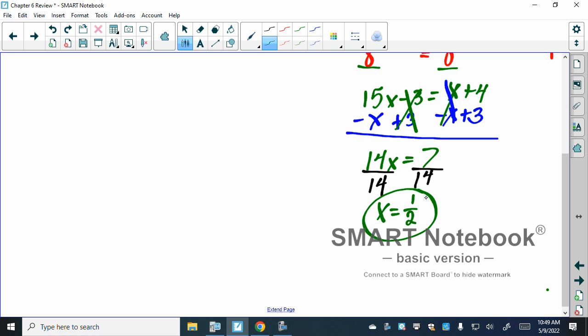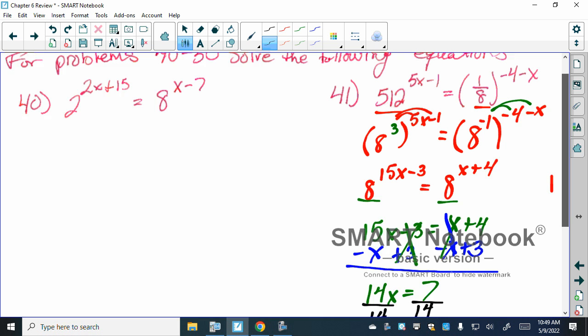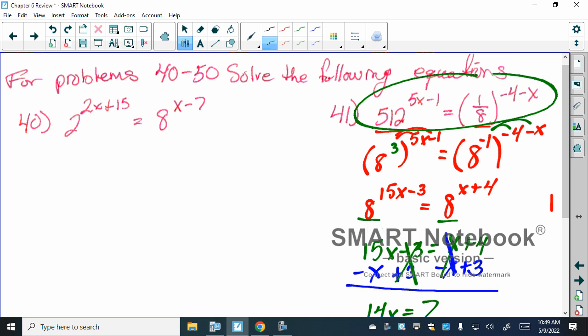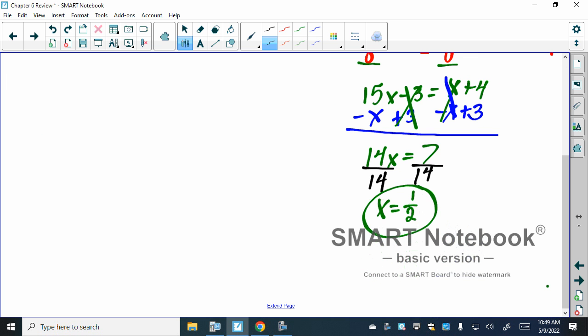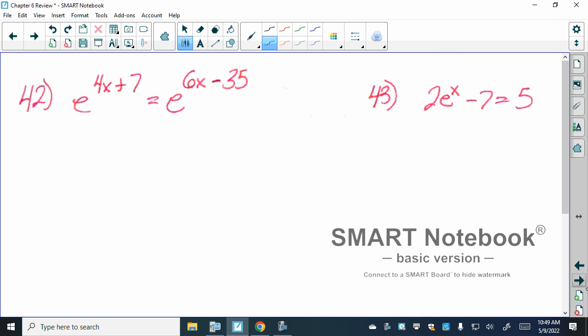Since the number is going back into an exponent, it really doesn't matter what the number eventually becomes. But if we did plug 1/2 back into the original problem, we would get the same thing on both sides. So here x is equal to 1/2. Any other questions on this one here? We can look at 43 next.